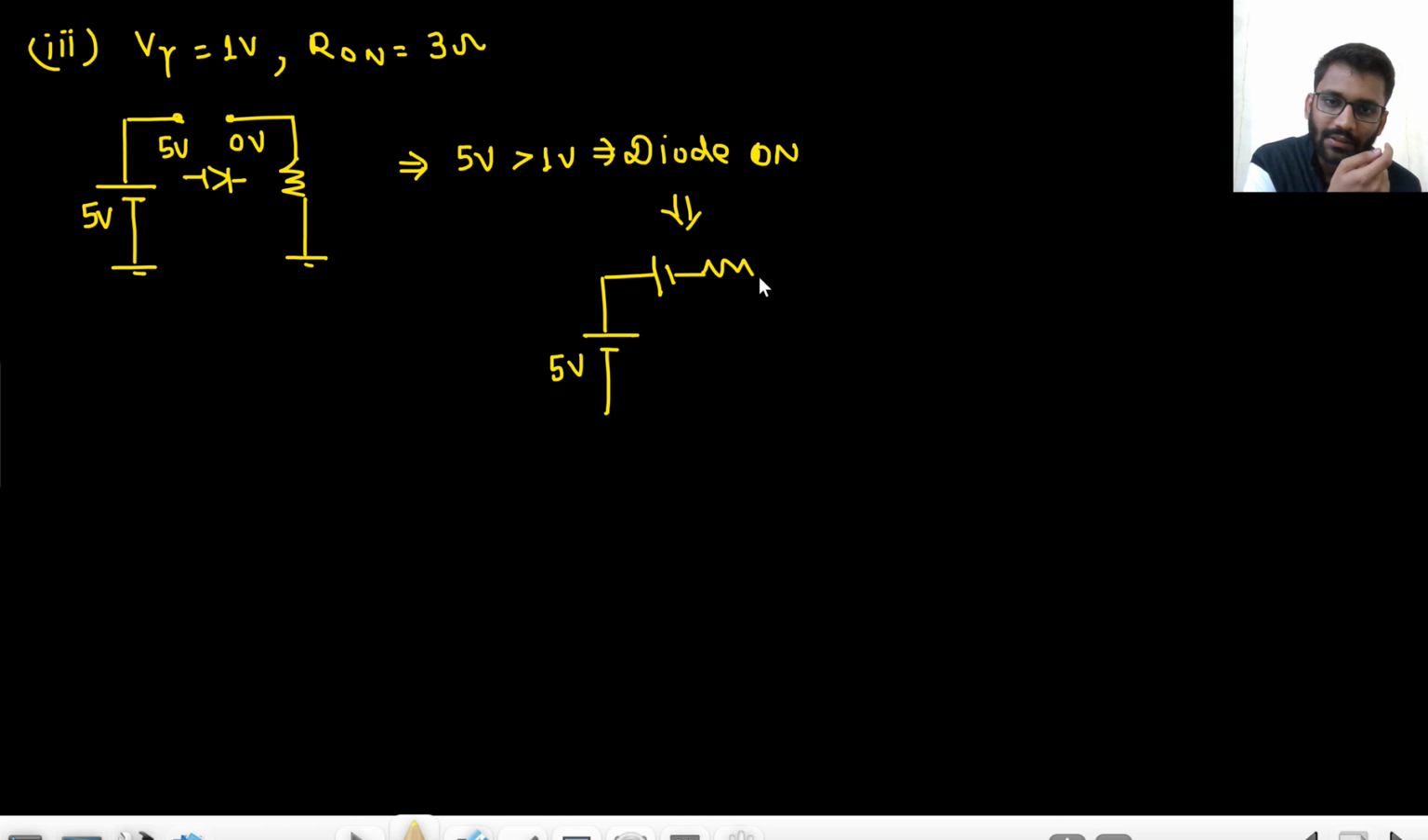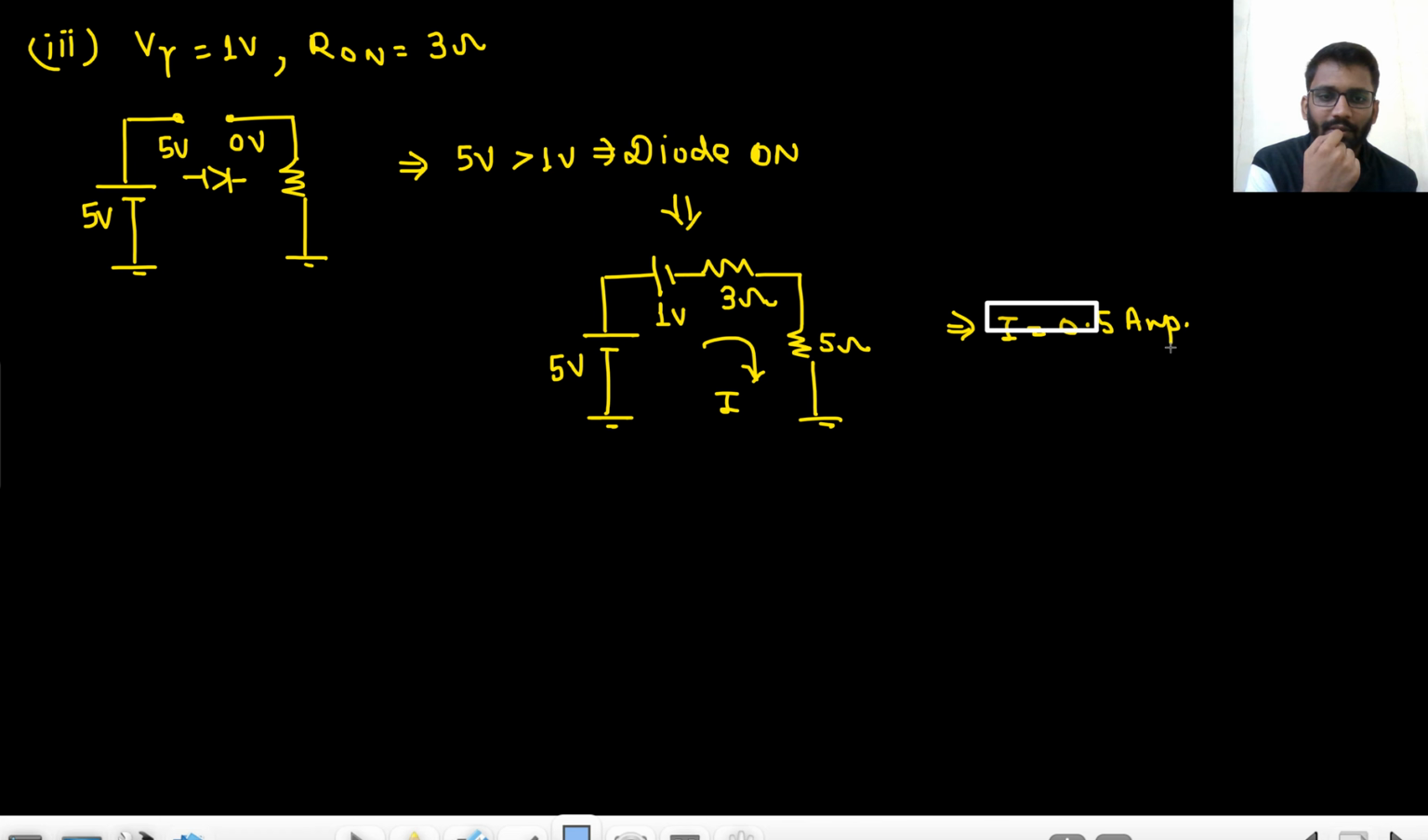Right, this is 5 volt, this is 1 volt, and what is this R on? I'm sorry, R on was 3 ohm and this was 5 ohm. So your current I would have been 4 by 8, that means 0.5 ampere. Okay, so your I value is 0.5 ampere. Well and good. Let's move on to the next problem.